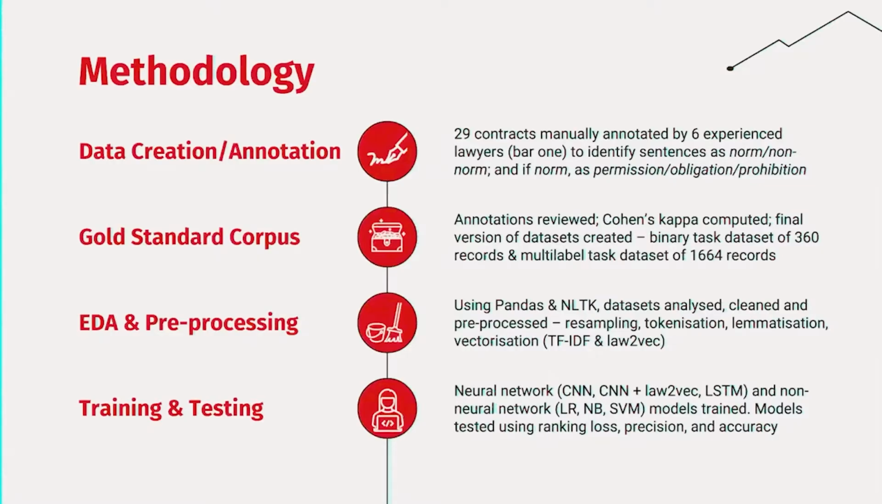Finally, training and testing. I explored with the traditional machine learning models such as logistic regression, support vector machine, and also some neural networks, the convolutional neural network, as well as the CNN with law2vec word embedding. You might have heard of GloVe, FastText, or Word2vec. This is the law version of that. And then LSTM. And of course, I tested these models using loss, precision, and accuracy.